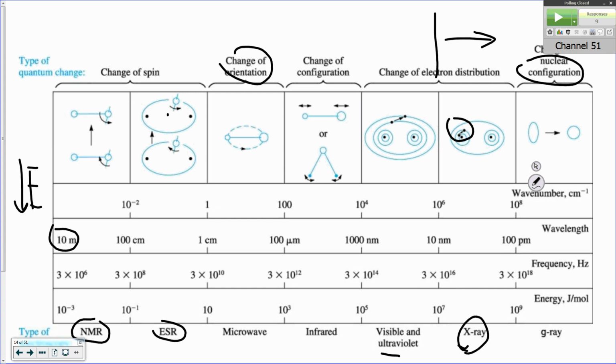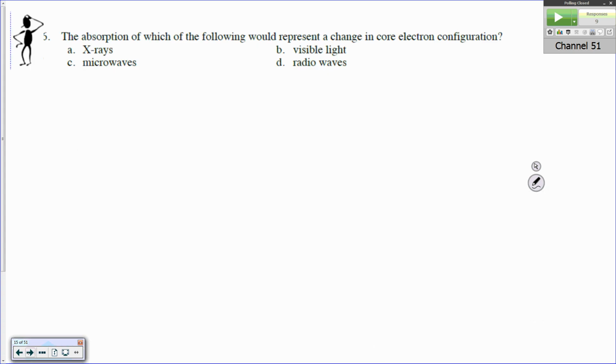Okay, all right. Here's last year's exam question. Which one of the following would represent a change in core electron configuration? X-rays, visible light, microwaves, radio waves. It's just an example of last year's exam question. X-rays. Yeah. All right.